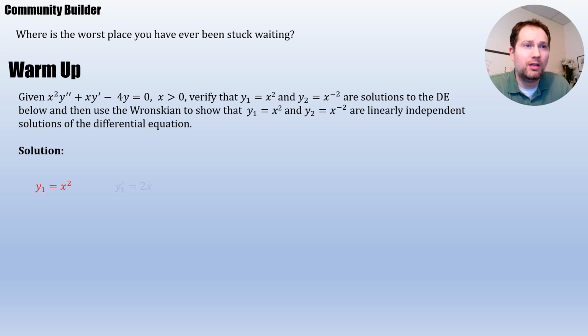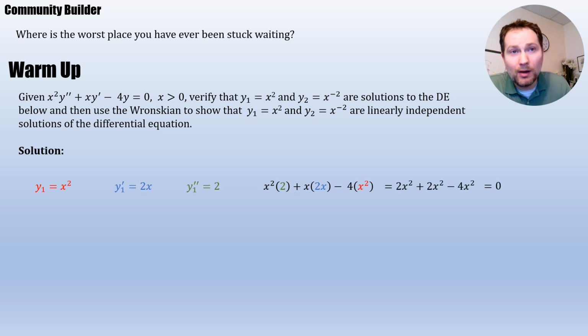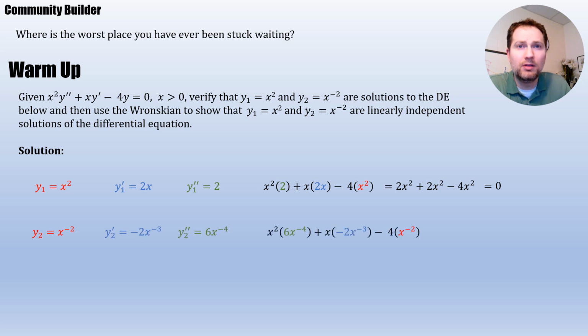So we check their second derivatives, we plug those into the differential equation on the left side, and we see that we get 0 for y1. And now we do the same for y2, find its first and its second derivative, substitute those into the differential equation to obtain, again, 0. So both of them are solutions, but now it remains to be shown that these are linearly independent solutions.